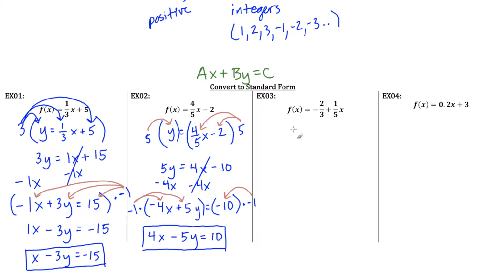Let's try this one. So y equals negative 2/3 x plus, the x is not even there, see? Just automatic. So plus 1/5x. So I have two fractions. Remember, if I want to get rid of both at the same time, I multiply by a common multiple. So 15. 3 goes into 15, 5 goes into 15. So I want to multiply both sides by 15.